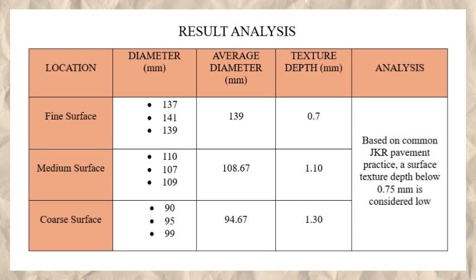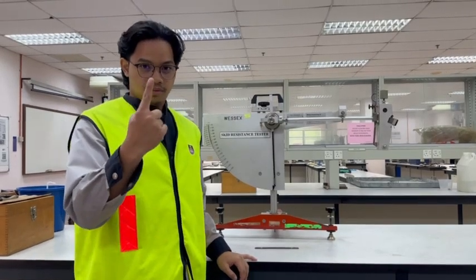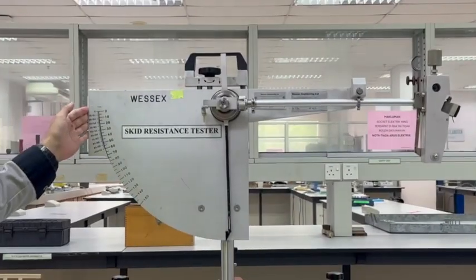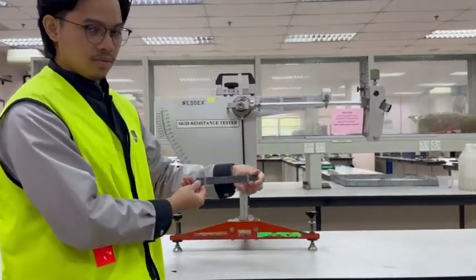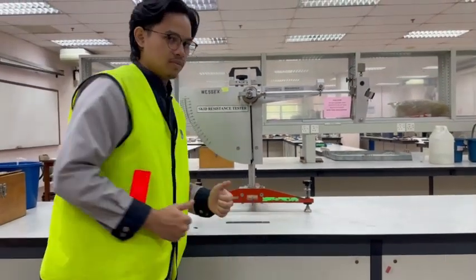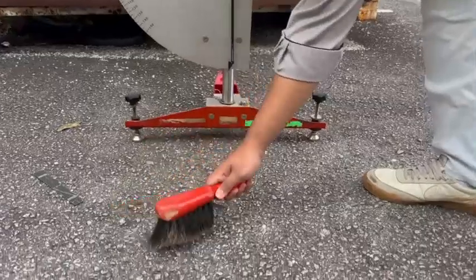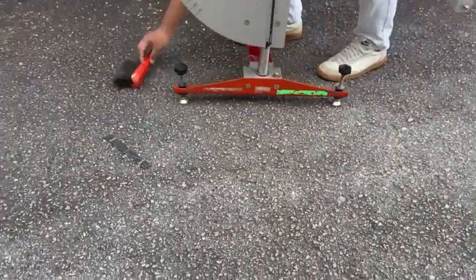Now, we're gonna continue with our next test, which is the skid resistance test. So, for the skid resistance test, first we need a skid resistance tester, and then we need a ruler which has been identified with an acceptable range for the rubber slider and the surface. Next, the test surface is cleaned using a brush to remove dust and loose particles.